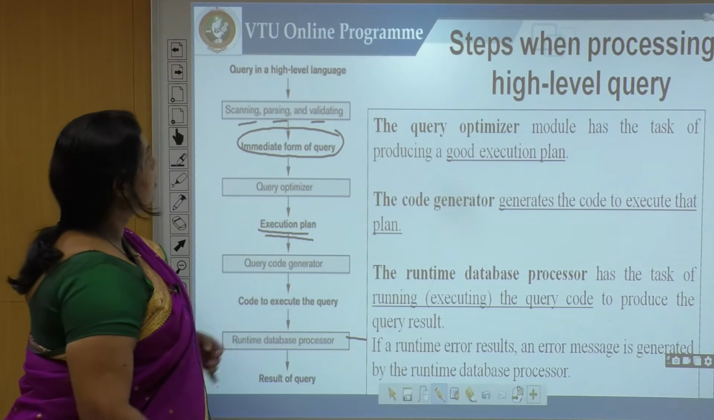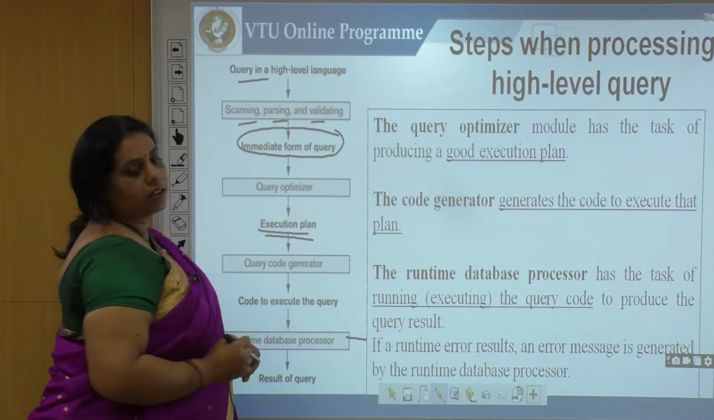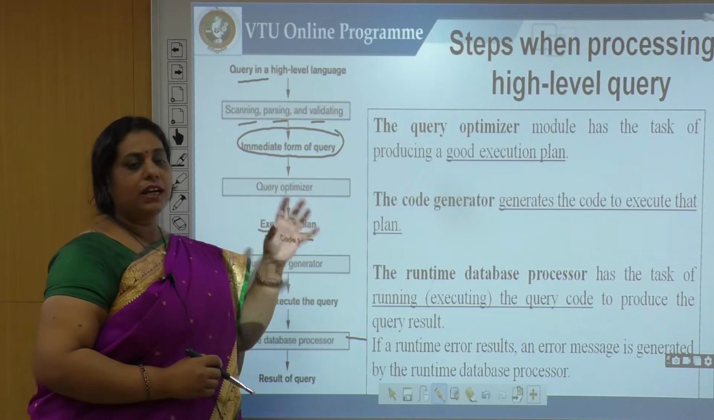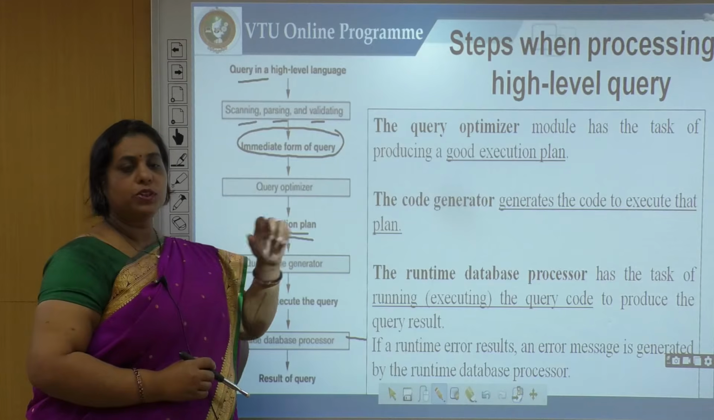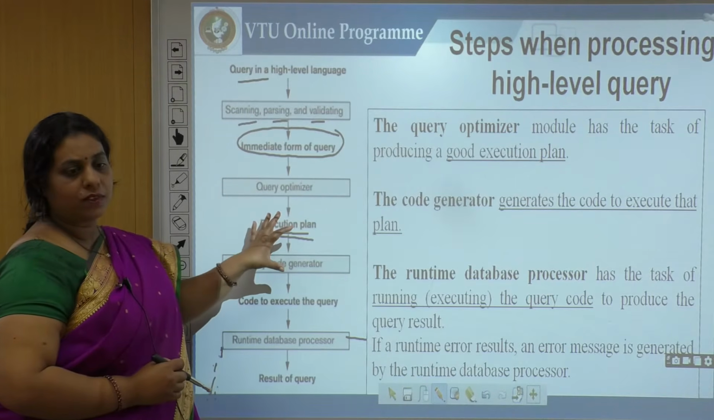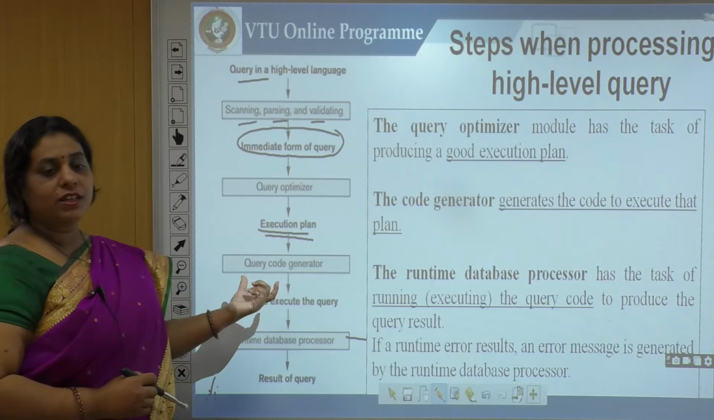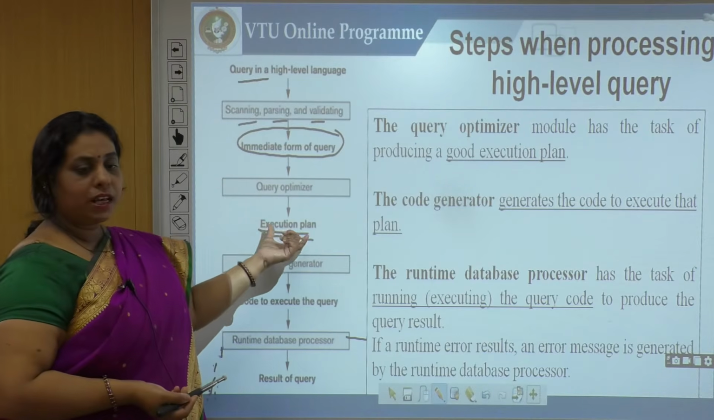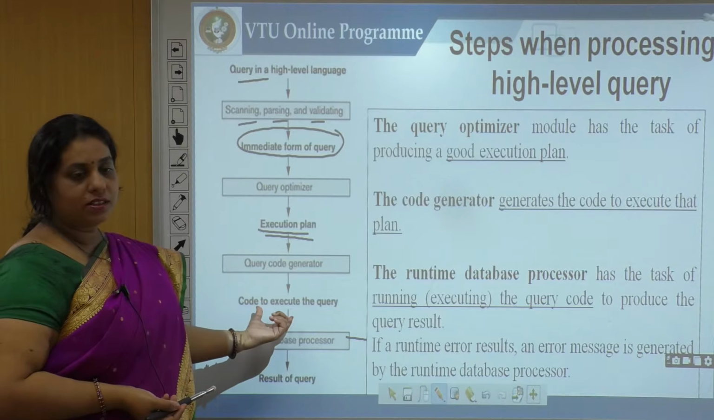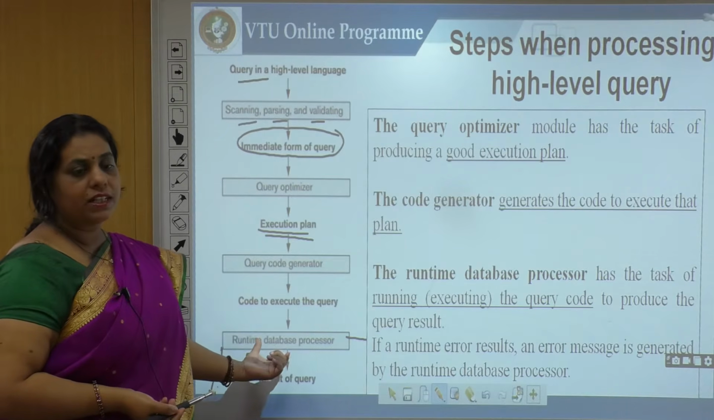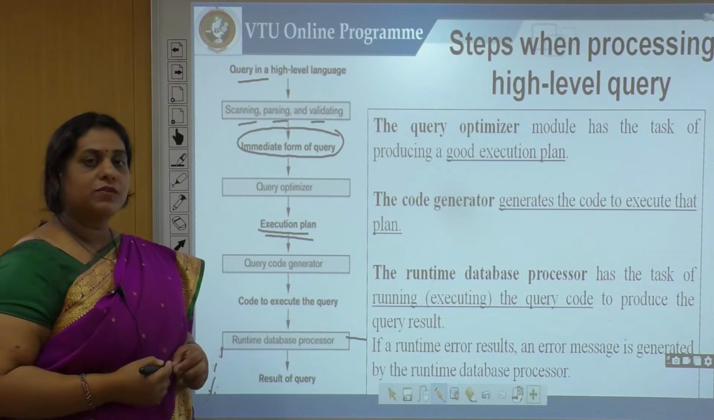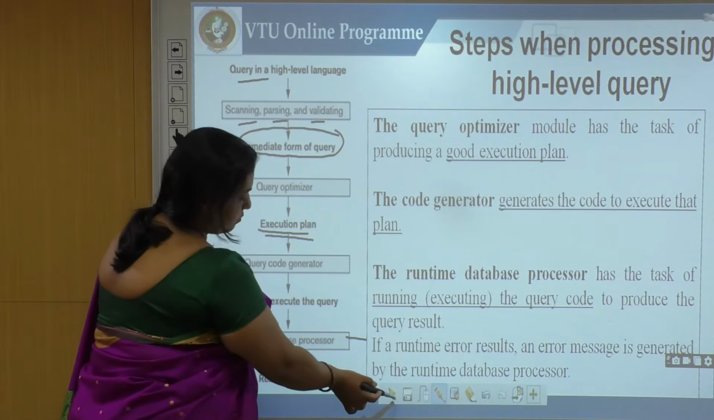The first step is what? The query is given as an input. It's scanned, parsed and validated. That validated query is an input to the optimizer, wherein it decides which is the best execution plan. Then the query generator, according to the selected plan, generates a query. Next, it executes it. When it is executing, the runtime database processor will take care of generation of the result as well as the errors.